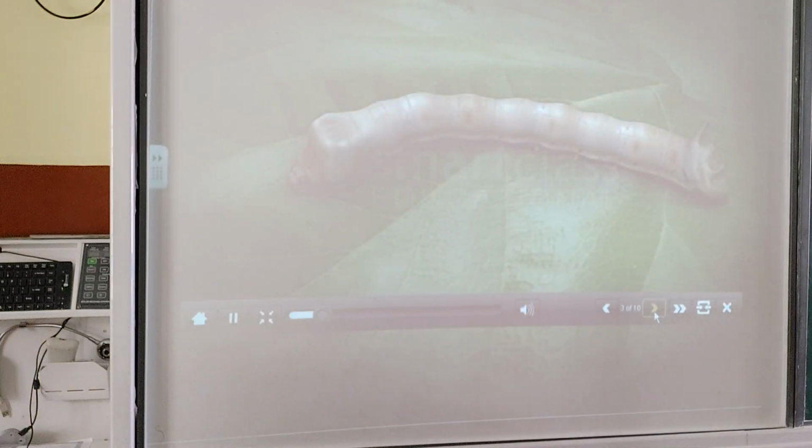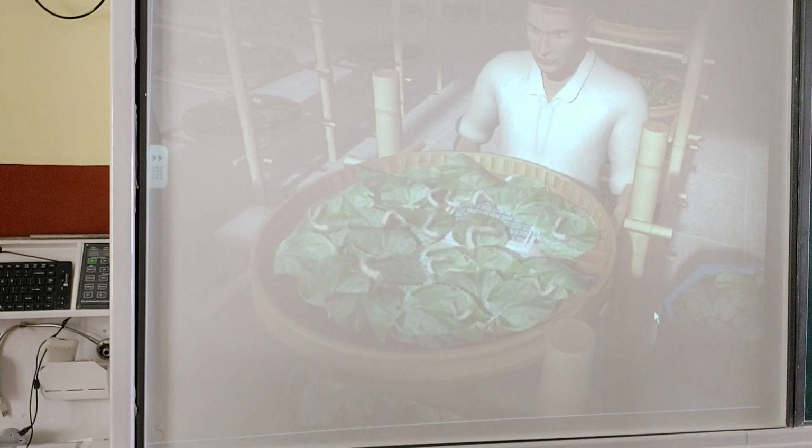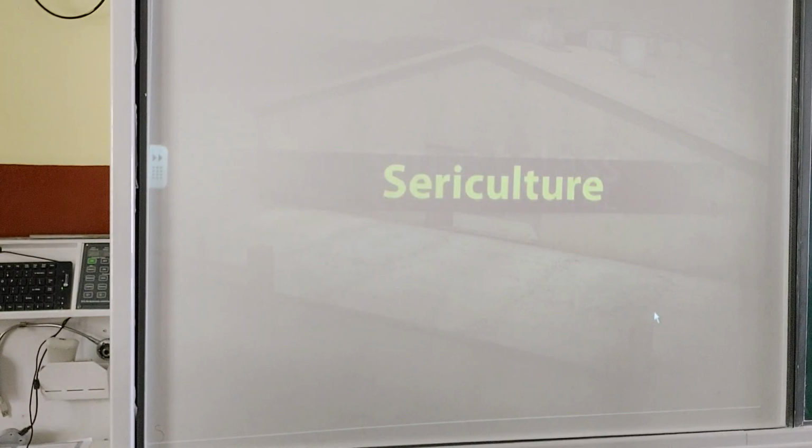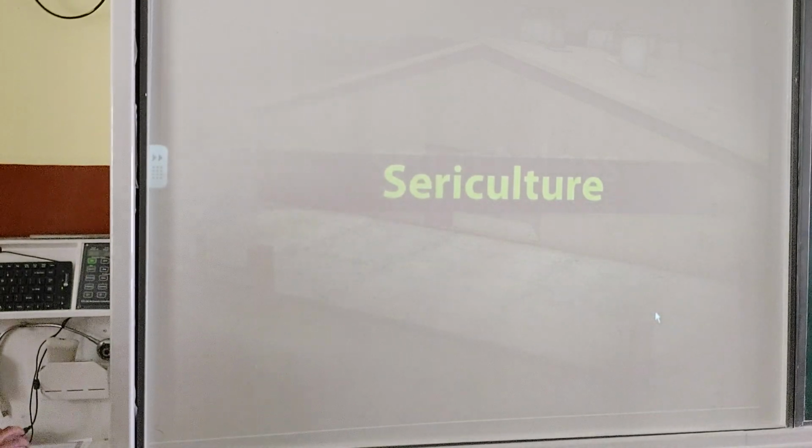The best variety of silk is obtained from the larva of the silk moth, Bombyx mori. The practice of rearing silkworms in captivity to produce silk on a large scale is called Cerriculture. What is Cerriculture? Producing the silkworms for obtaining the silk is called as Cerriculture. Now let us study about the life history of silk moth.